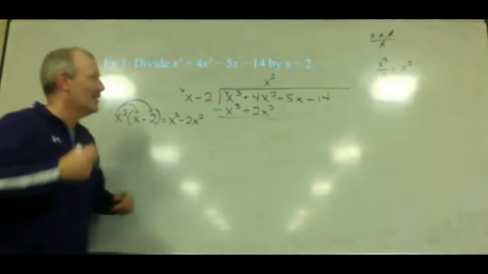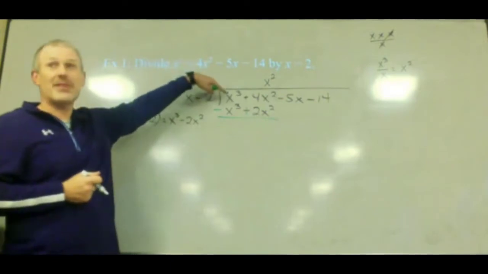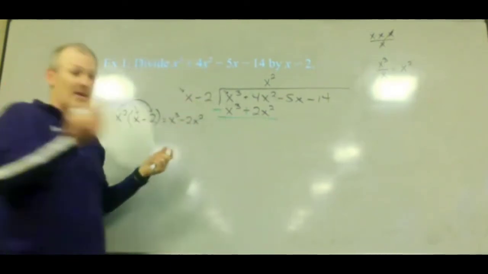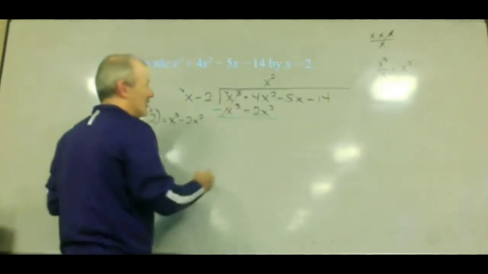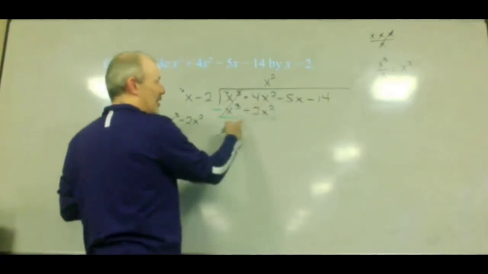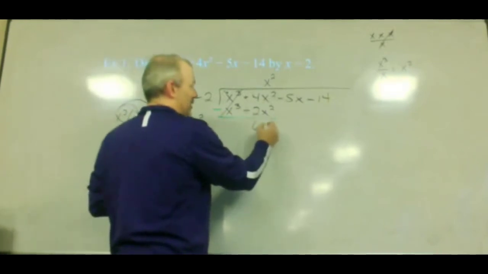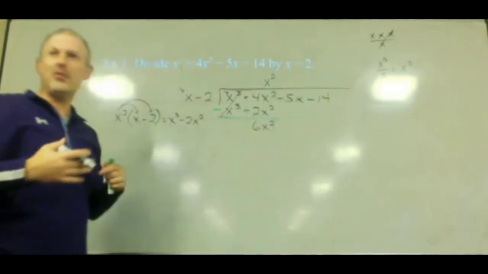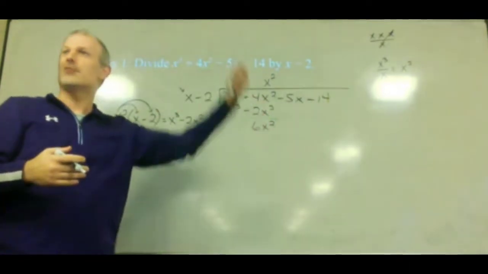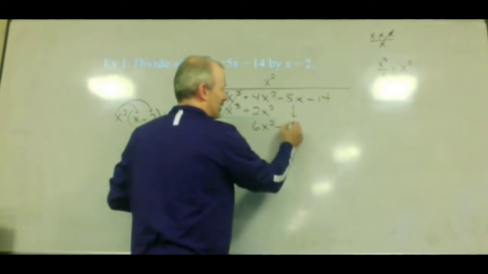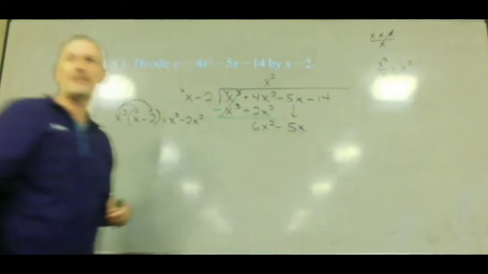Okay, so notice what happens now. What happens with x cubed minus x cubed? That's what our goal is, right? So they cancel out, and then we have 4x squared plus 2x squared, 6x squared. And then at this point, what did we do with the numbers? You drop them. Drop the next one down, and we're going to do the exact same thing. Minus 5x. We bring down the 5x.